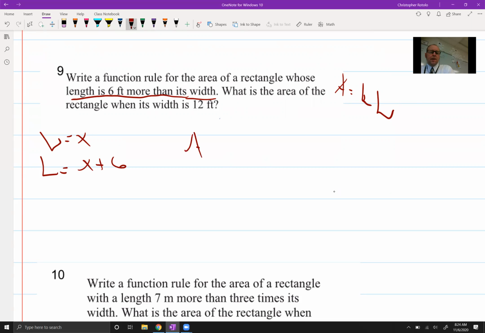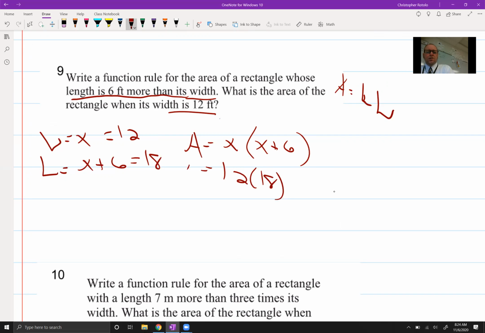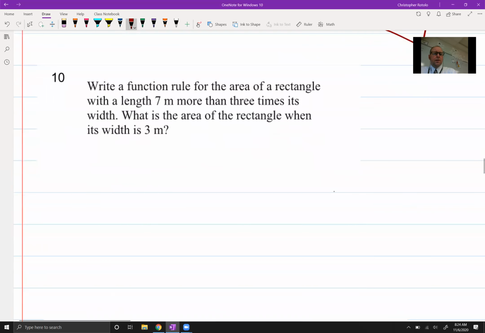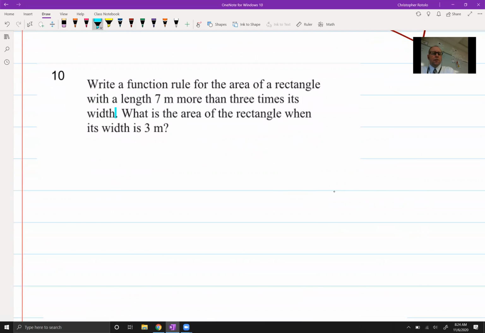Okay, so the area equals x times x plus 6. And they told me the width is 12. So if the width is 12, I know that this one should be 18. But that means I should have 12. Got ahead of myself there. 12 times 18. That should give me the new area. So we do 12 times 18. We find out that it's 216, and this will be feet squared because we did feet times feet. All right. So again, we're still really focused on finding that comparison.